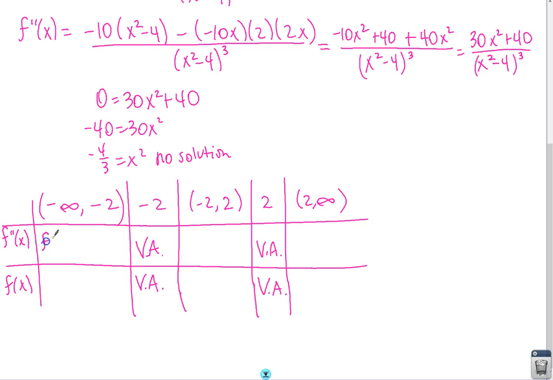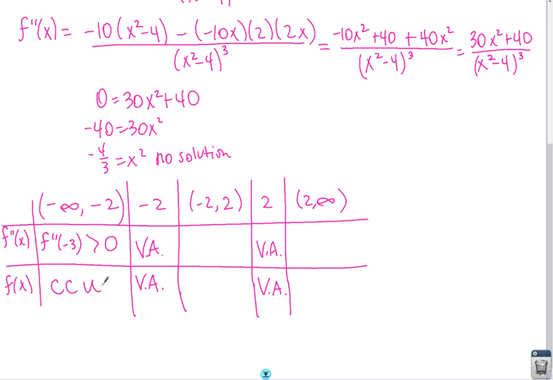All right, so let's plug in negative 3. f double prime of negative 3. Hopefully I can do some math pretty quickly here. Oh, actually, negative 3, you plug it in up top. No matter what you plug into the numerator, it's going to be positive because you're squaring it and you're not multiplying or subtracting by anything that's negative. So anything you plug into your numerator is going to be positive. So let's just focus on our denominator. Negative 3 squared is positive 9 minus 4 is 5. Cubed is so positive something, 125. So this one's going to be positive, which means my graph is concave up right here.